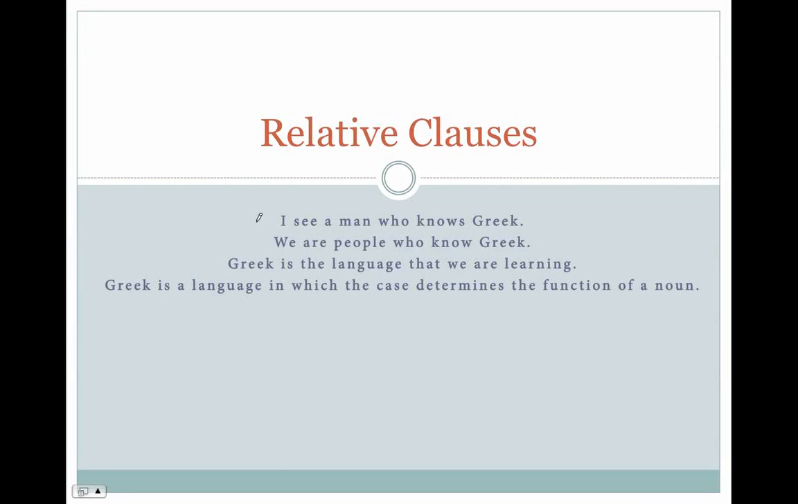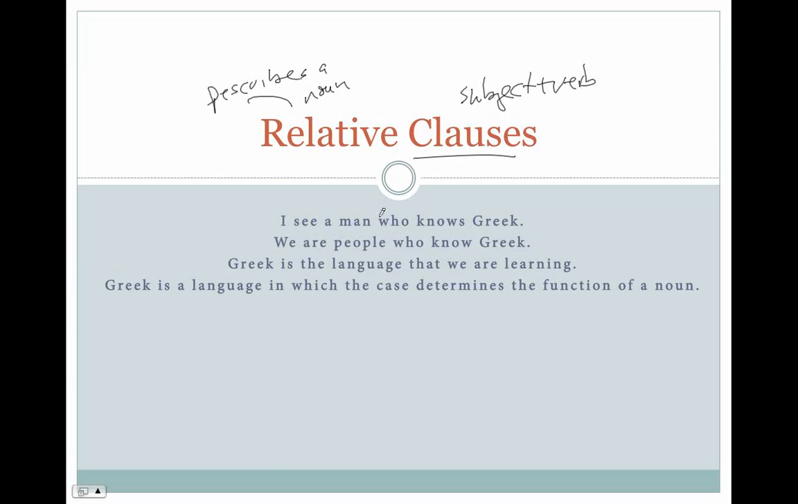This lesson will introduce you to the relative clause. Now, a relative clause is a part of a sentence. It's a clause, which means that it's going to have its own subject and verb that's going to relate to another noun. It describes a noun.